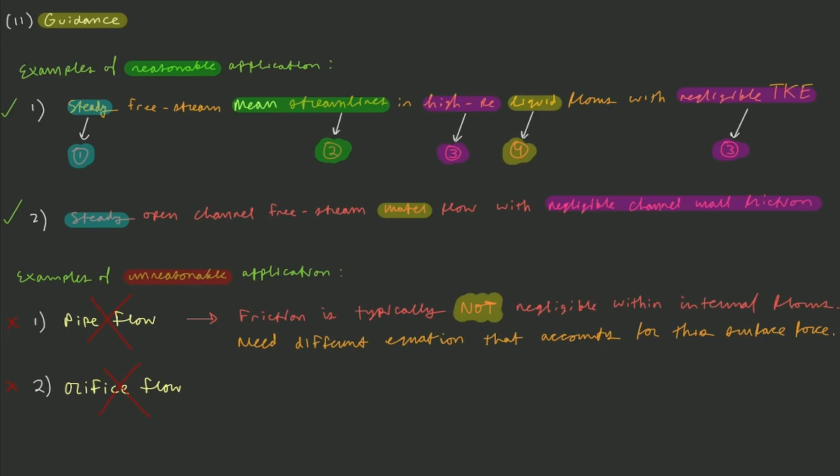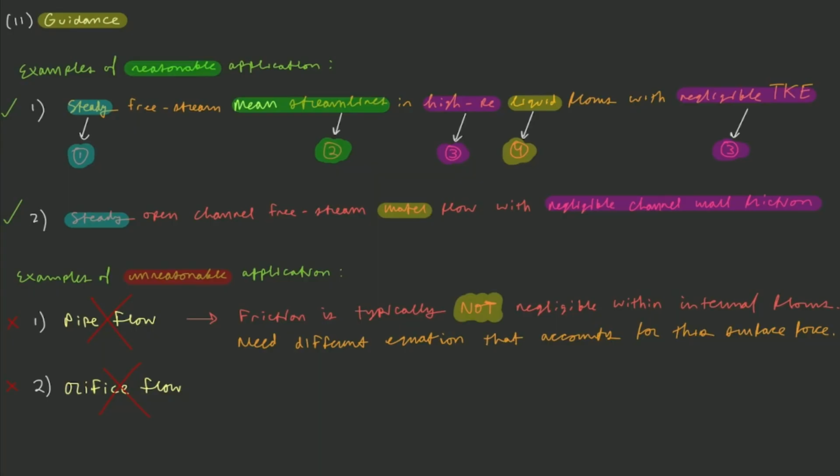So let's go over a few examples of reasonable applications of Bernoulli's equation. For example, if you're looking at a system through the lens of RANS equations, or Reynolds-averaged Navier-Stokes equations, and you're examining mean streamlines in those RANS systems, an example of a reasonable application of Bernoulli's equation may be a steady, free stream, mean streamline in a high Reynolds number liquid flow with negligible turbulent kinetic energy.